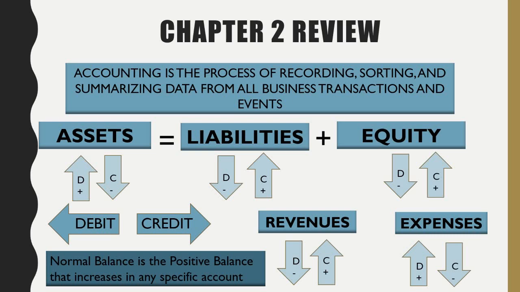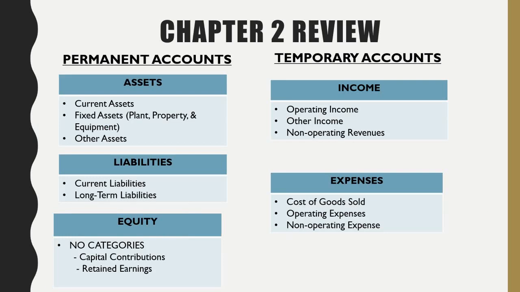Chapter 2 is where we need to determine what the 5 types of accounts are: assets, liabilities, equity, revenues, and expenses. We need to know how to use the accounting model. How do we know whether to debit or credit a specific account? You need to know again what accounting is, and the difference between left and right. And you need to know the definition of the normal balance, as well as the categories of each asset type, and the difference between your permanent and your temporary accounts.